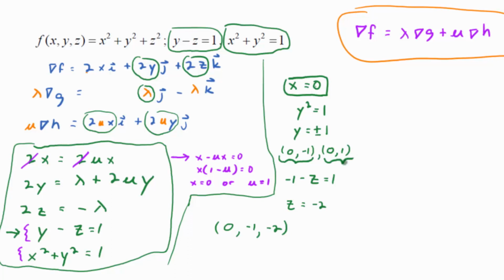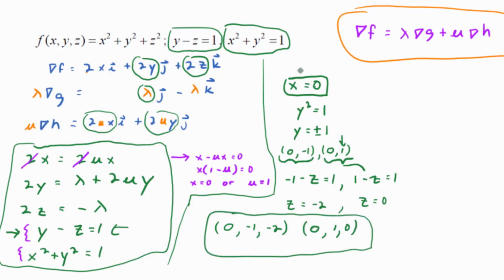And then let's look at this one. So we plug in positive 1, this same second to last equation for y, and we get 1 minus z equals 1, or z equals 0. Does everybody see that? So what's the critical point there? 0, 1, 0. Okay, so 2 critical points from this case. Call it case 1 where x equals 0. Does everybody believe that? Let's look at the other case.